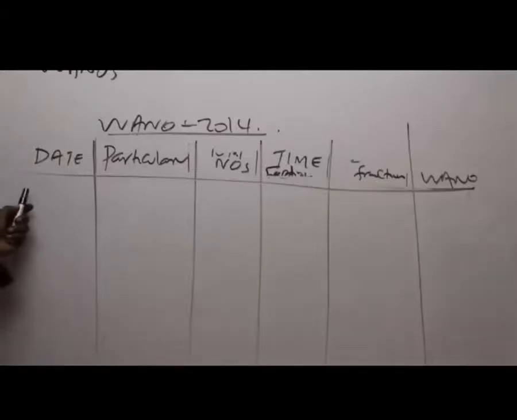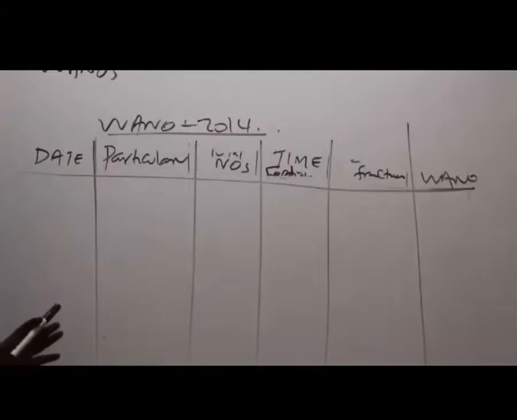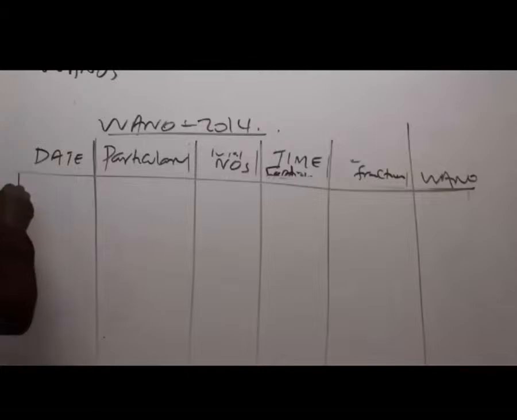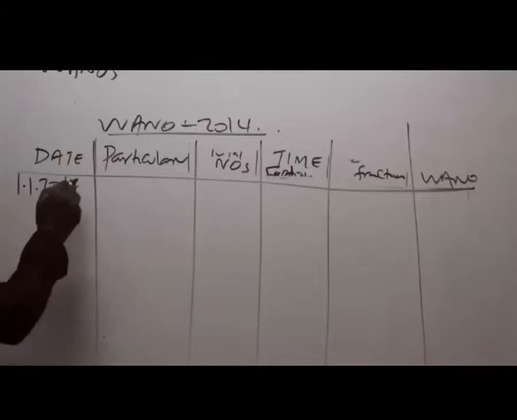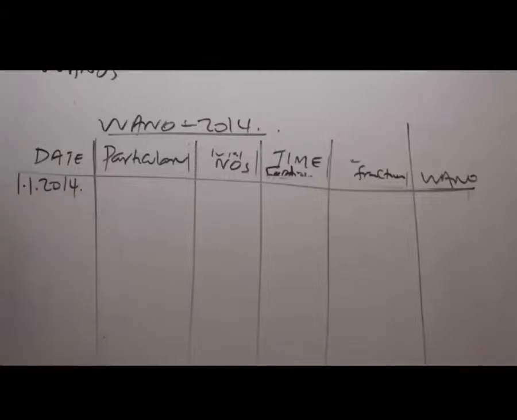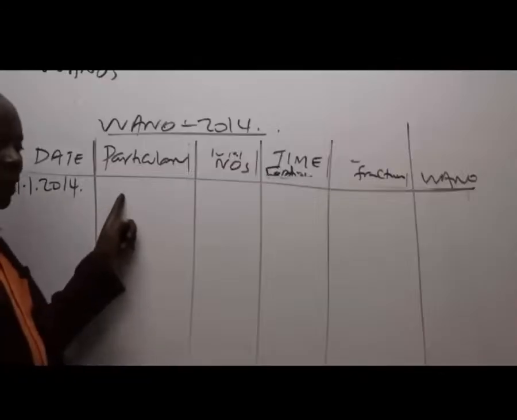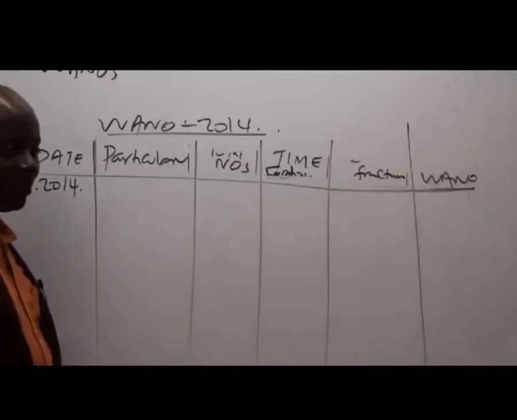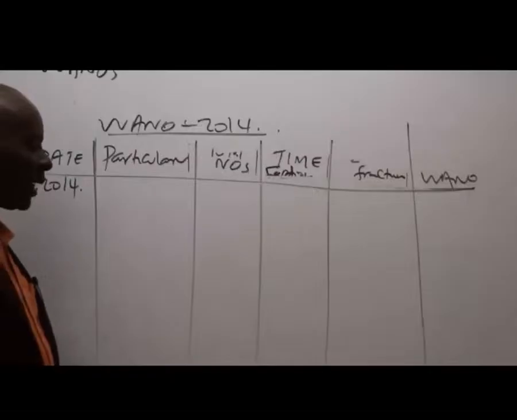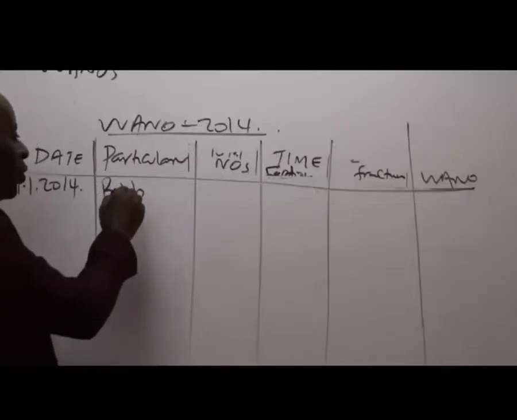So which date should I start by writing here in 2014? Thank you very much. It has to be the beginning. So 1st of January. So we have here 1st of January 2014. So particulars here, the first particular is balance brought down. Thank you very much.